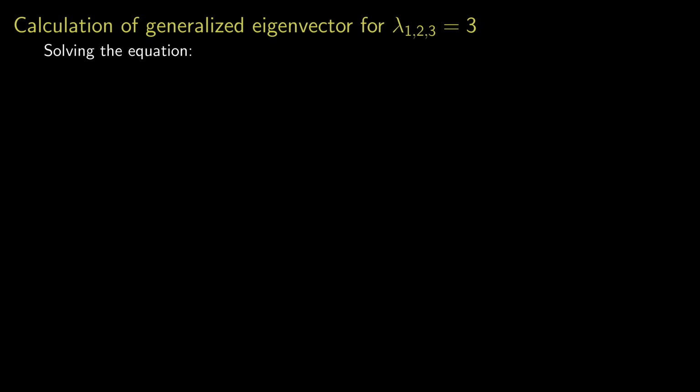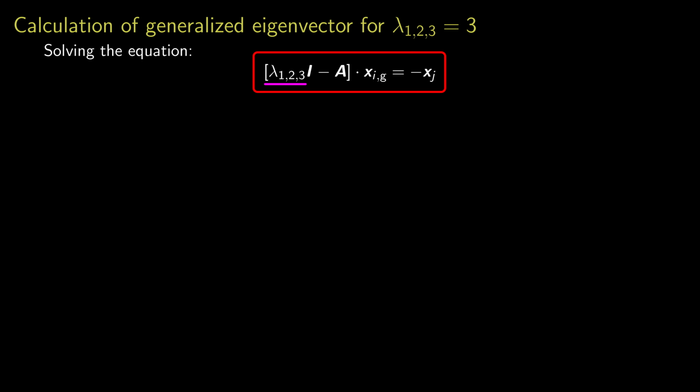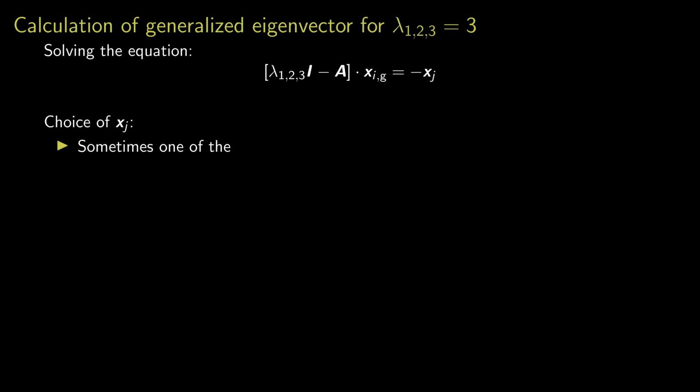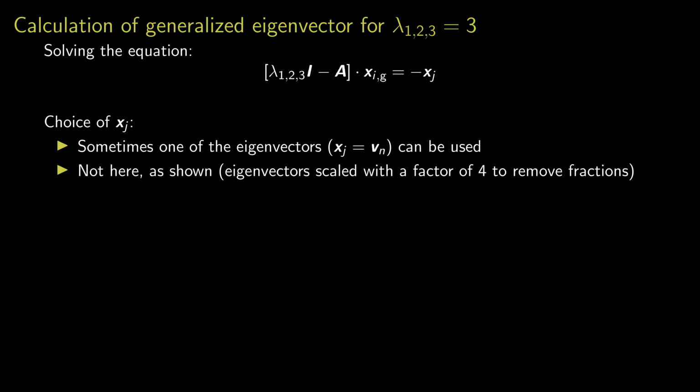The equation to calculate the generalized eigenvector looks like this here. Eigenvalue lambda times identity matrix minus A multiplied by the generalized eigenvector is equal to another vector xj. And here you have to be extremely careful. In a lot of cases you are able to just use one of the eigenvectors on the right-hand side of this equation. But in general, and also in this example, you cannot do this directly.